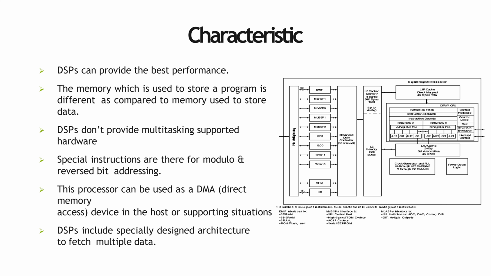So now we will see the characteristics of DSP. DSPs can provide the best performance, and also the memory which is used to store a program is different as compared to memory used to store the data. Next, the DSPs don't provide multitasking supported hardware. Also, there are special instructions for modulo and reverse bit addressing. DSP can be used as a DMA, that is direct memory access device in the host or supporting situations. DSPs include specially designed architecture to fetch multiple data.